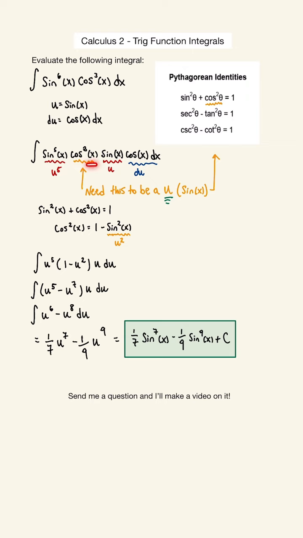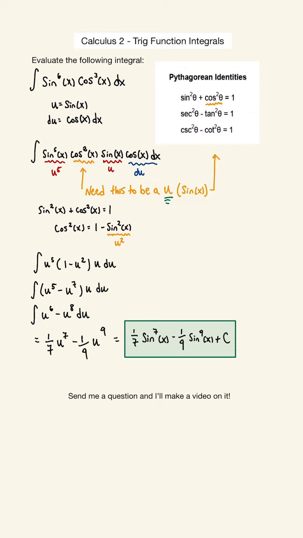And our last term that we need to figure out is cosine squared of x. So we need to use some sort of trig identity in order to convert this cosine squared of x into terms of u, which is sine of x. So when we look at our trig identities, we're looking for something that links cosine squared of x to sine of x.